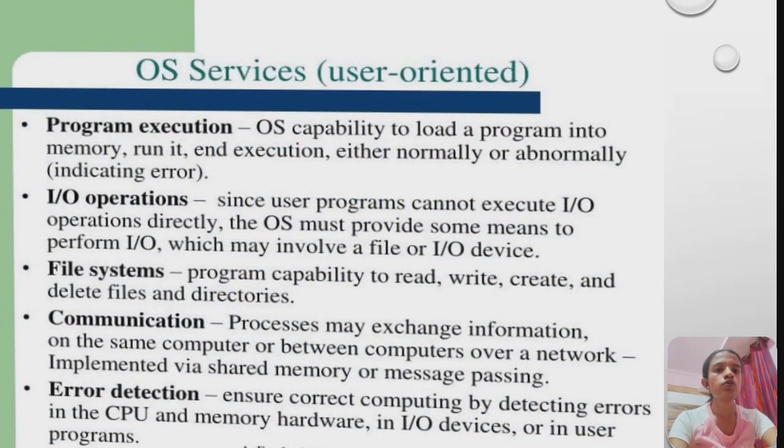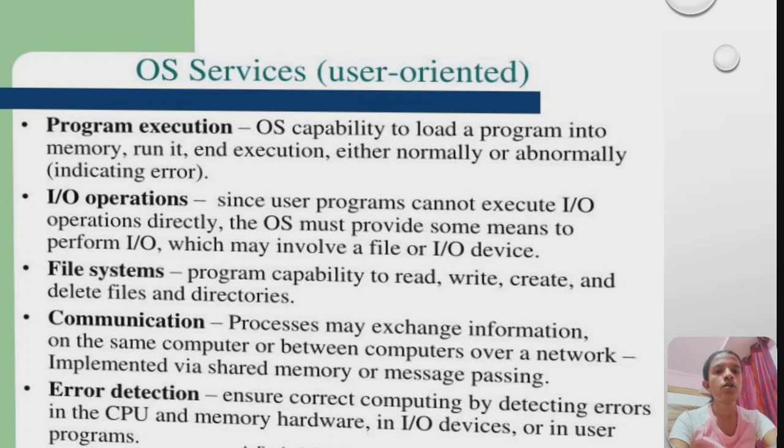OS services, user oriented. Program execution: OS capabilities to load a program into memory and run it, with execution ending either normally or abnormally. Input and output operation. Since a user's program cannot execute input and output operations directly, the OS must provide some means to perform input and output, which may involve a file or input and output device.